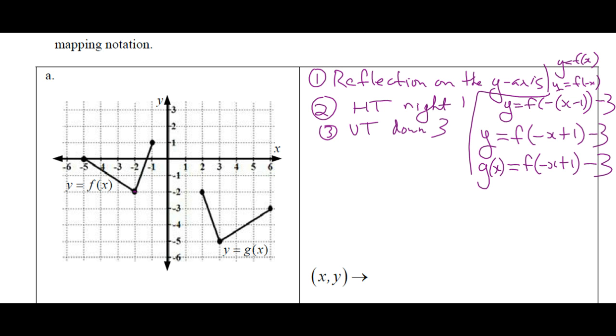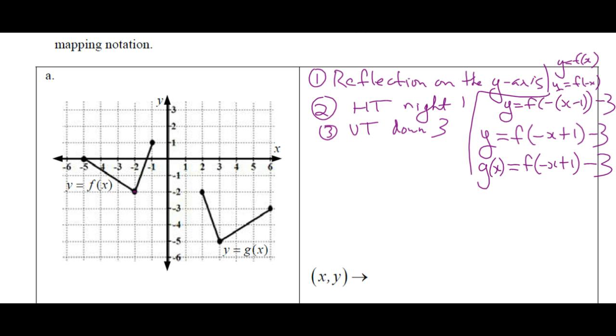If you are given this, you are going to translate it to y equals, and then you can read the transformations from this, right? Which is, oh, reflected in the y-axis, right 1, down 3, boom. There they are. Okay, what else did it say? It said, where does xy map?